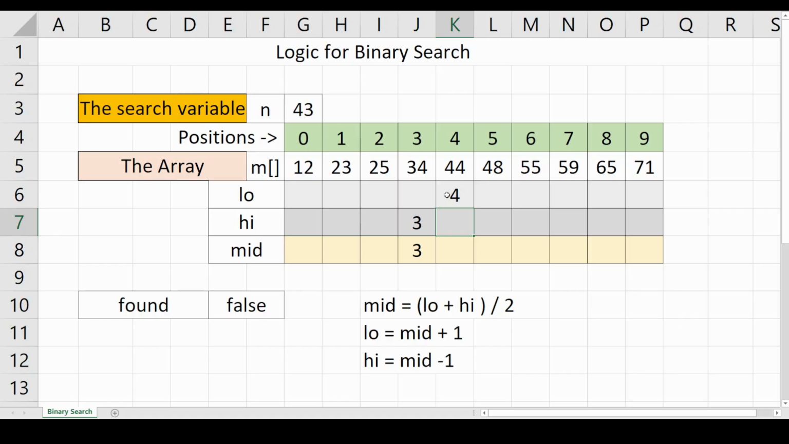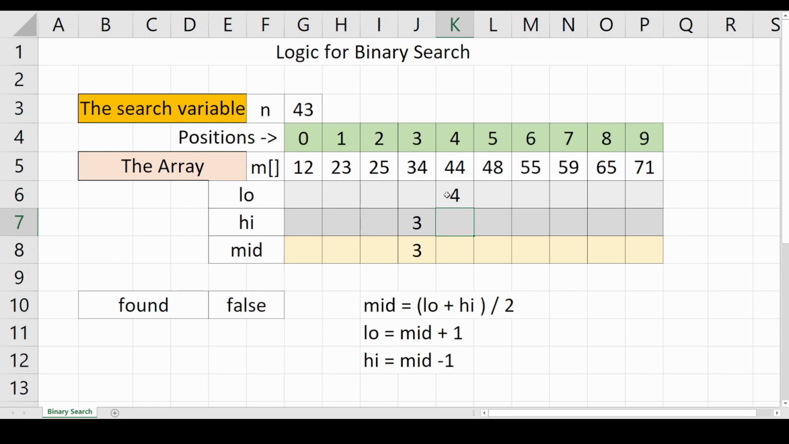So when low is greater than high, I should stop the process because the value is not going to be found at all. Low should always have a value less than or equal to high. Then it is possible to find. Otherwise, it is not possible to find. So what is the condition of this loop going to be? The condition of this loop is going to be while low is less than or equal to high.